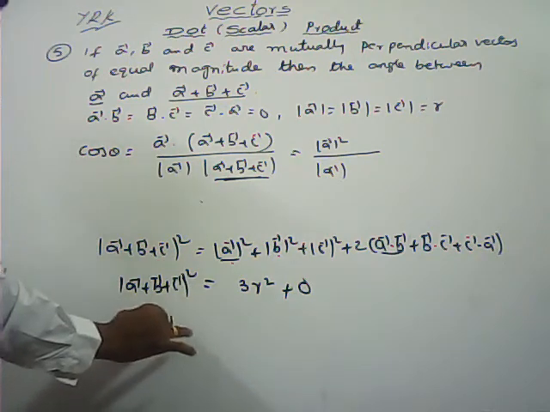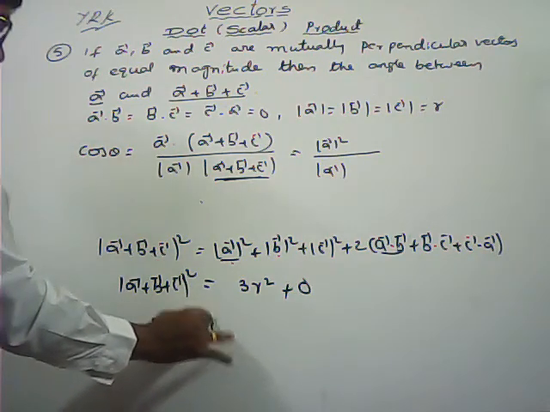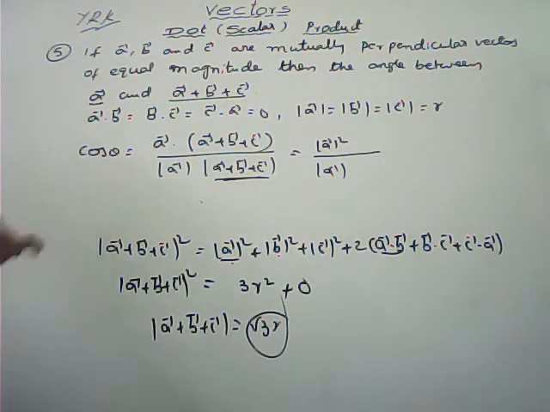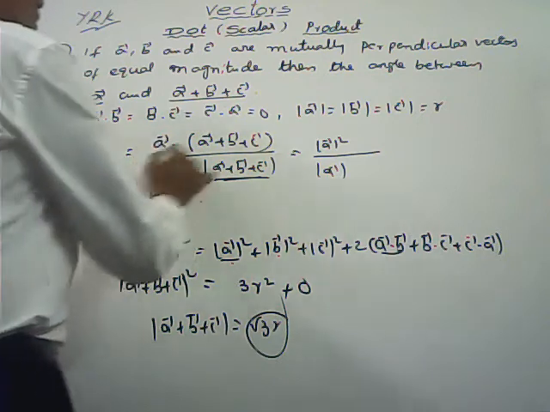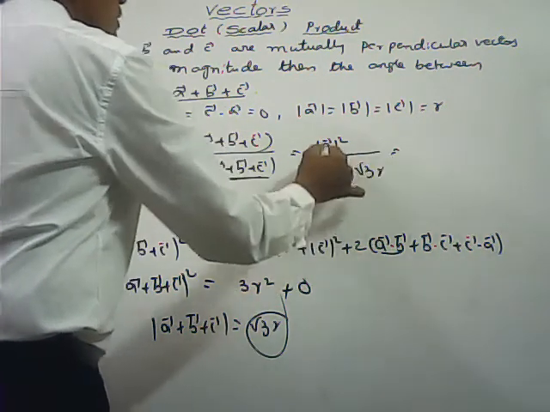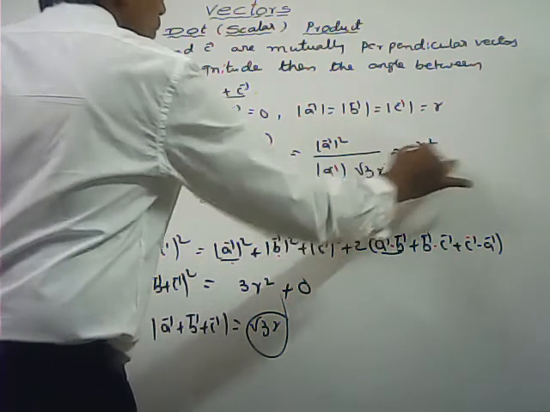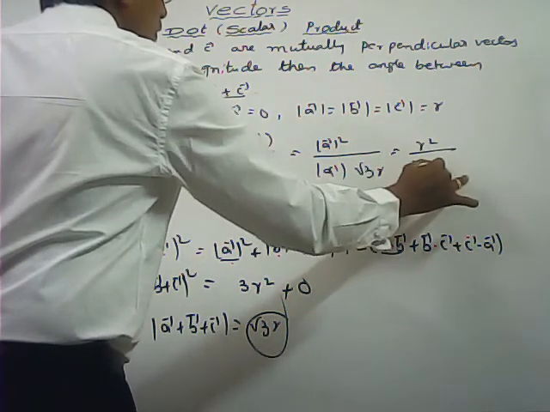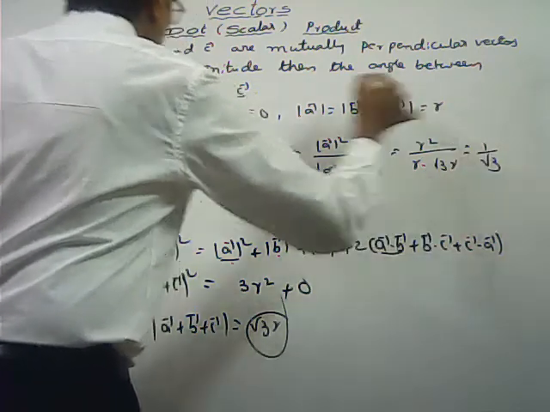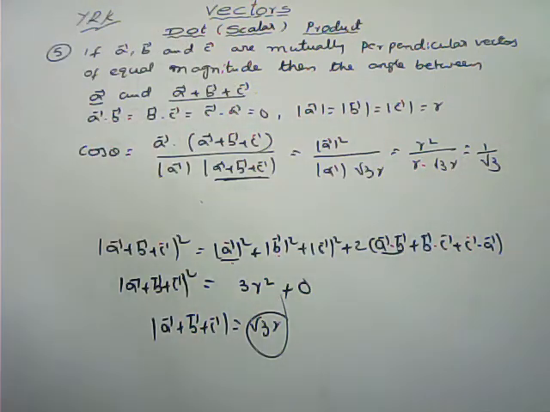So, what about the modulus of A bar plus B bar plus C bar here? That is root 3 into R. So, that value here you can substitute. Root 3 into R. Here modulus of A bar square we can write R square by, this is R into root 3 into R. R square by R square both get cancelled, 1 by root 3. So, cos of theta is equals to 1 by root 3, theta is equals to cos inverse 1 by root 3.